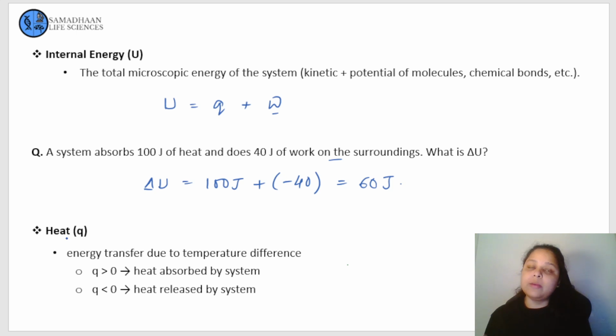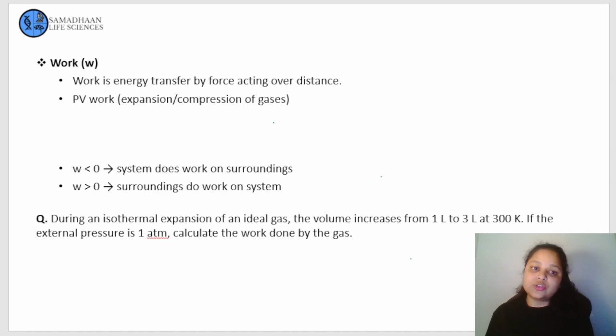If the system absorbs heat from the surrounding, then Q is greater than 0, positive. For example, melting of ice. And if the system releases heat to the surrounding, then Q is negative, less than 0. For example, combustion.